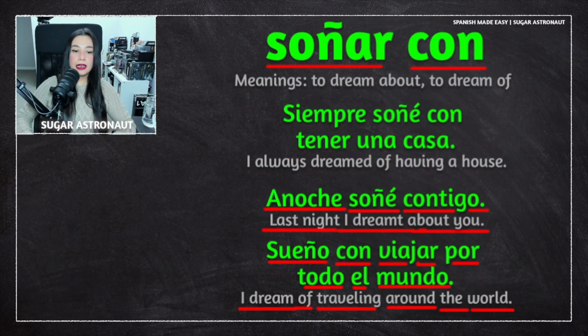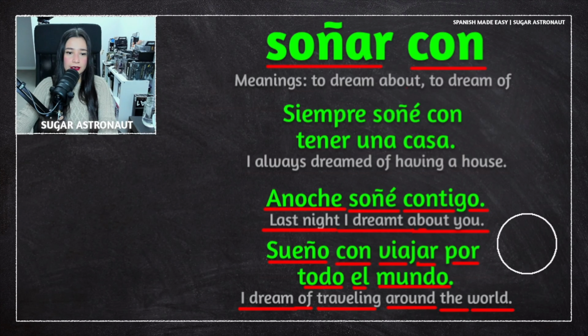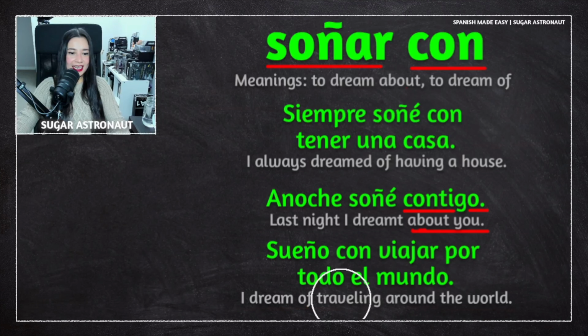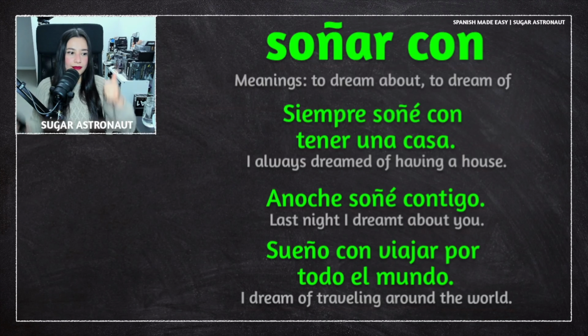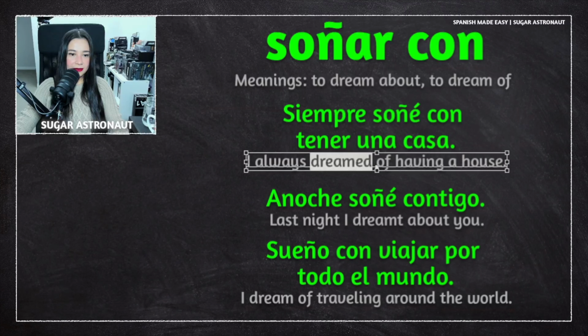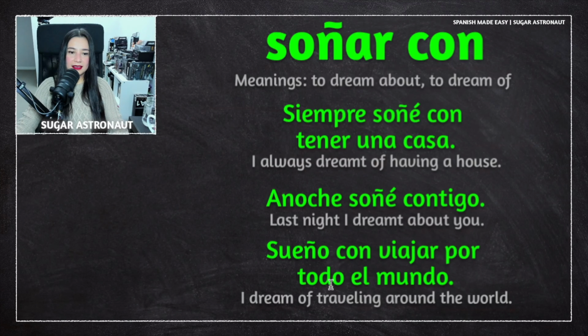I dream of traveling around the world. That's a good dream for sure. That's a good dream. Kind of expensive, but some people can do it. Lucky them. Now, remember, soñar con means to dream about or to dream of. That's the main meaning of this phrase. And now we know how it works in different situations and also how it works in different sentences. Excellent. This is also past tense. There you go.